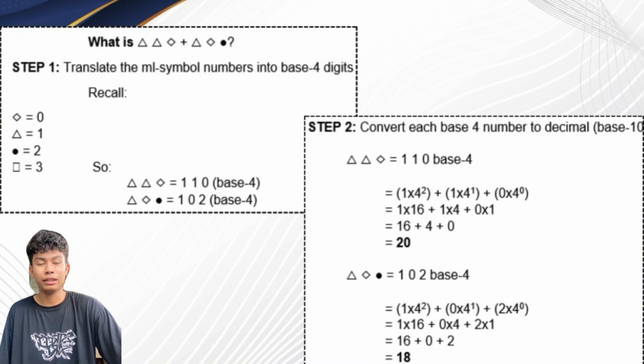The second one, alpha void beta, is equal to 102 in base 4. 1 times 4 squared plus 0 times 4 to the first power plus 2 times 4 to the 0 power is equal to 1 times 16 plus 0 times 4 plus 2 times 1, which is equal to 16 plus 0 plus 2, equals 18.